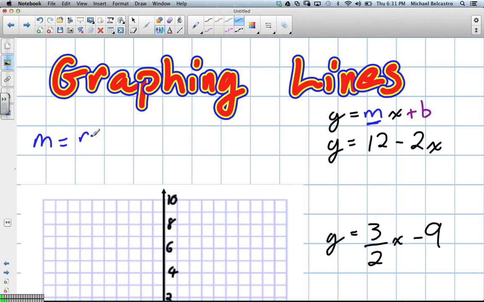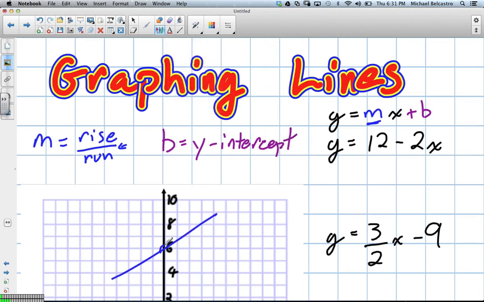is equal to, have you ever heard of rise over run? Yeah. M is equal to the rise over the run, which is a fraction, right? We have a division sign there. And b is known as the y-intercept. And that is where a line crosses the y-axis. That's what it's talking about, okay? So, our very first equation, we need to choose what our m, our slope is, and our b, our y-intercept.